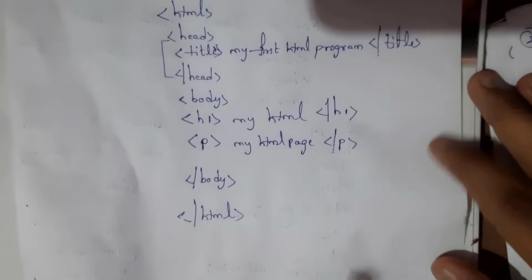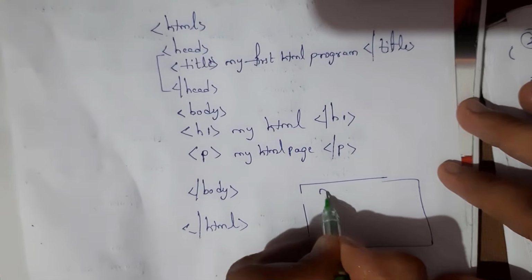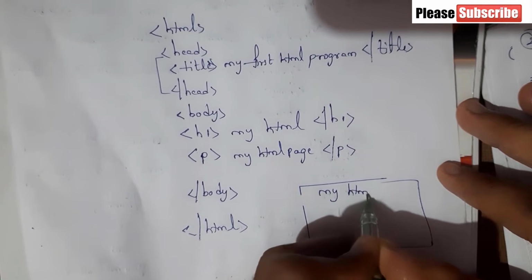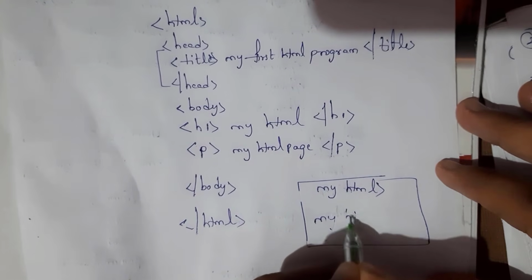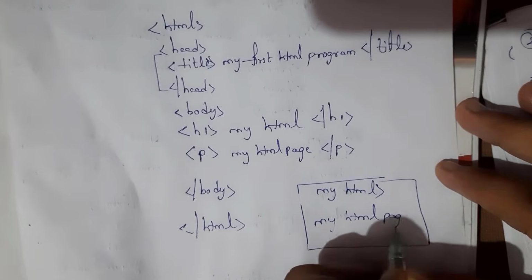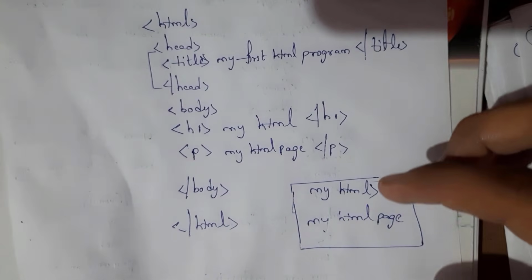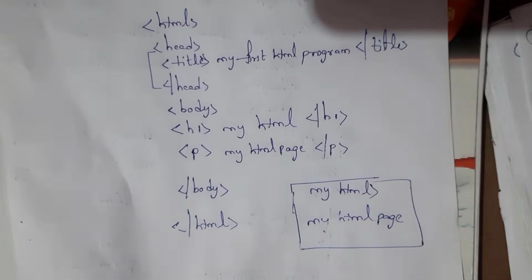So output is going to display like this. Heading is my HTML. And paragraph is my HTML page. This is output. In order to create this web page, we need to write this code. This is basic program of HTML.